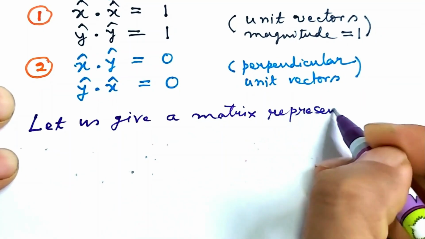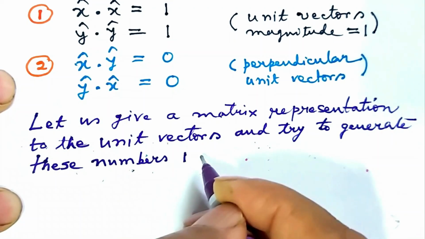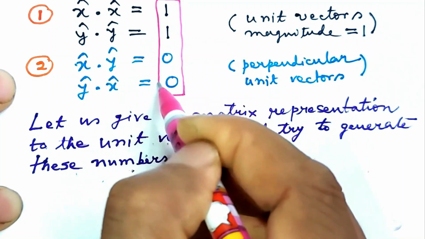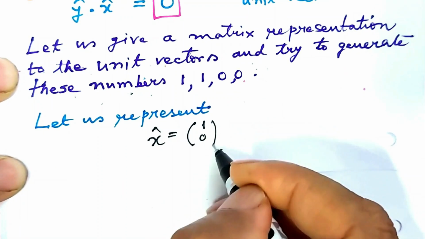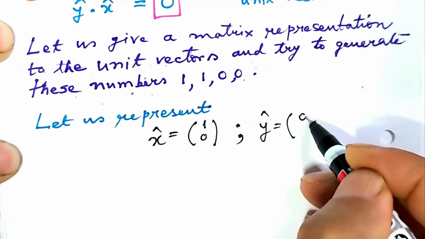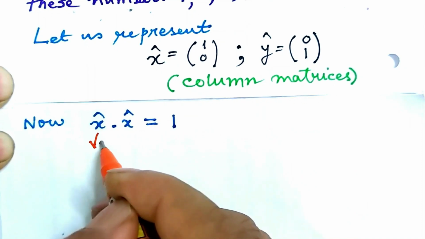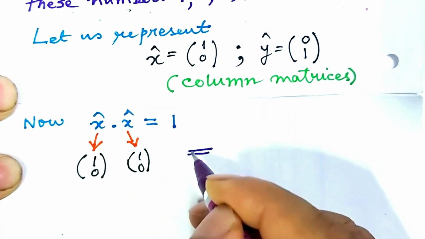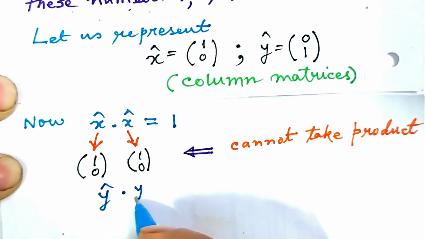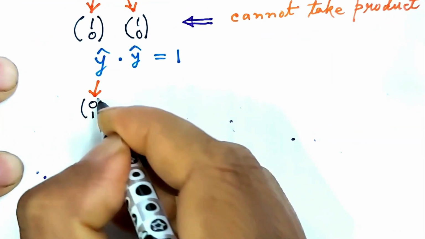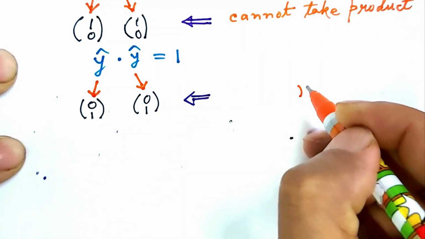Let us now give a matrix representation to the unit vectors, and with the matrices try to generate the four numbers 1, 1, 0, 0. Let us represent x hat by a column matrix, say 1, 0, and y hat by another column matrix 0, 1. Now consider x hat dot x hat equal to 1. X hat is a column matrix 1, 0, so we have two column matrices and we cannot take their product. Consider y hat dot y hat equal to 1. Y hat is a column matrix 0, 1, so we have two column matrices and we cannot take their product.